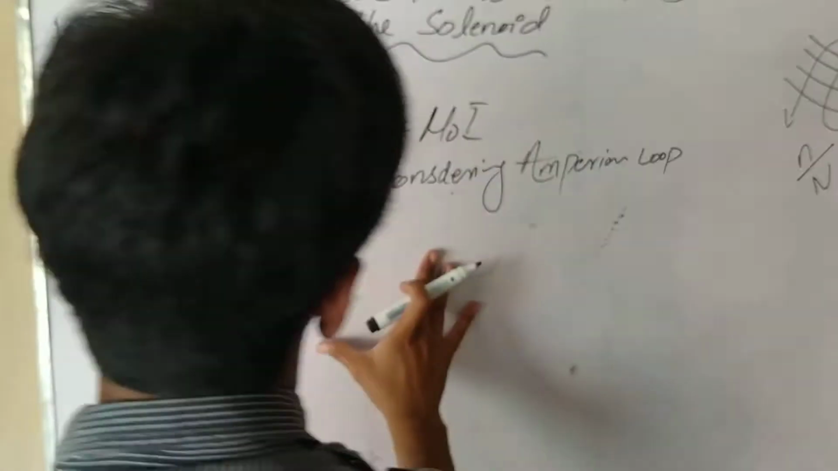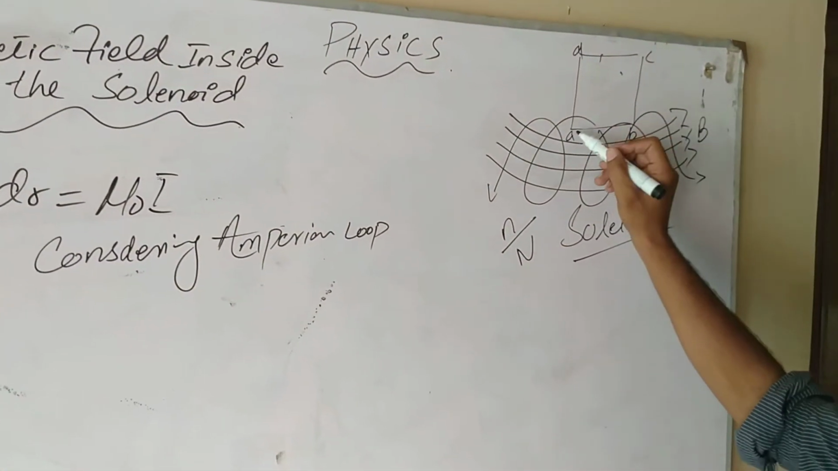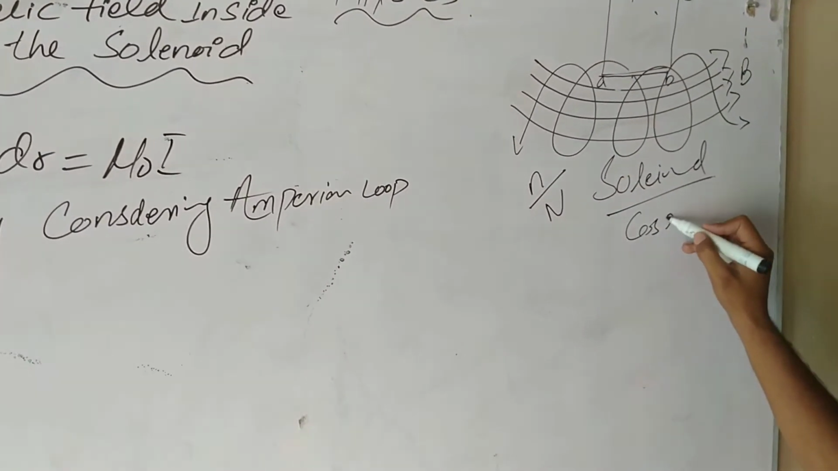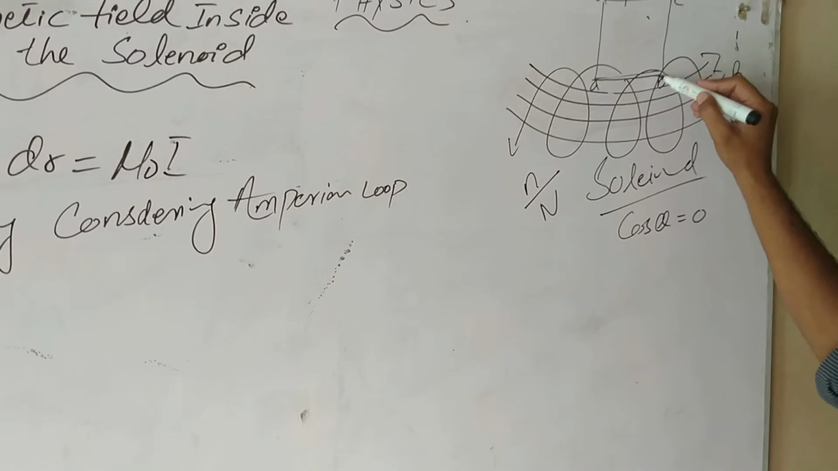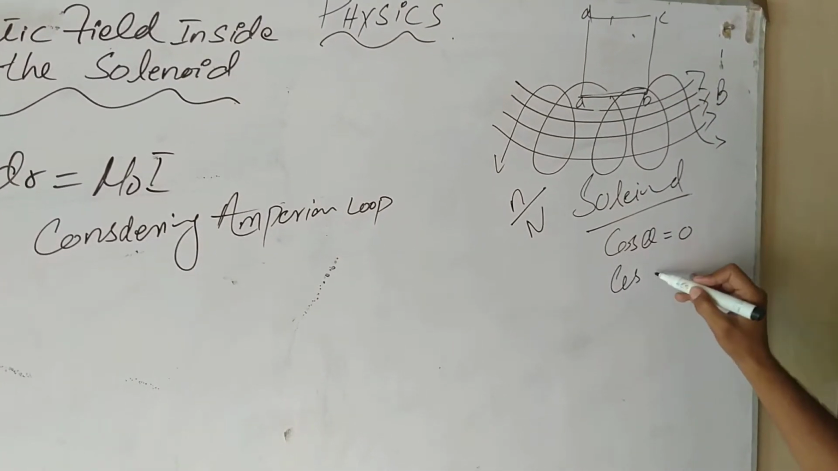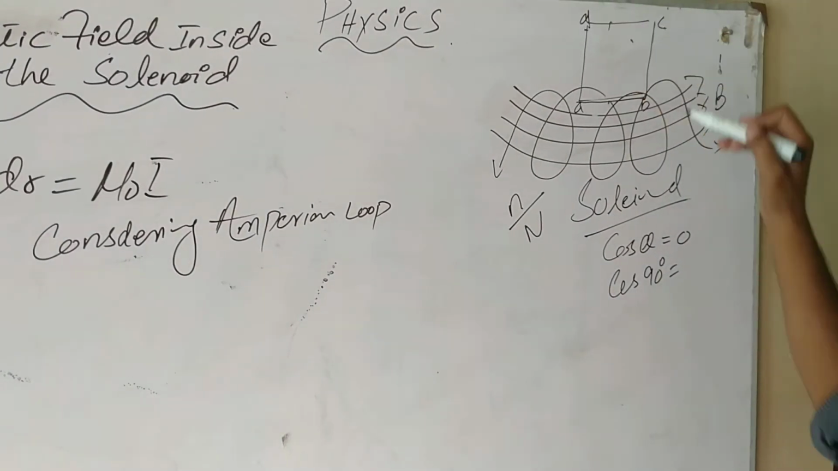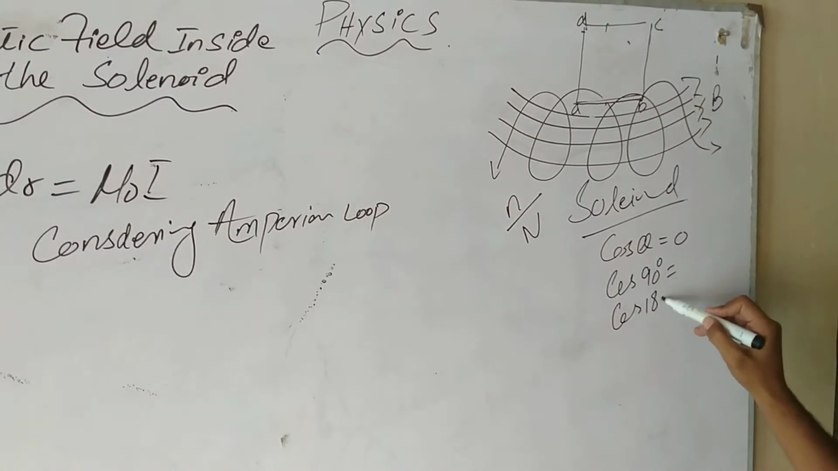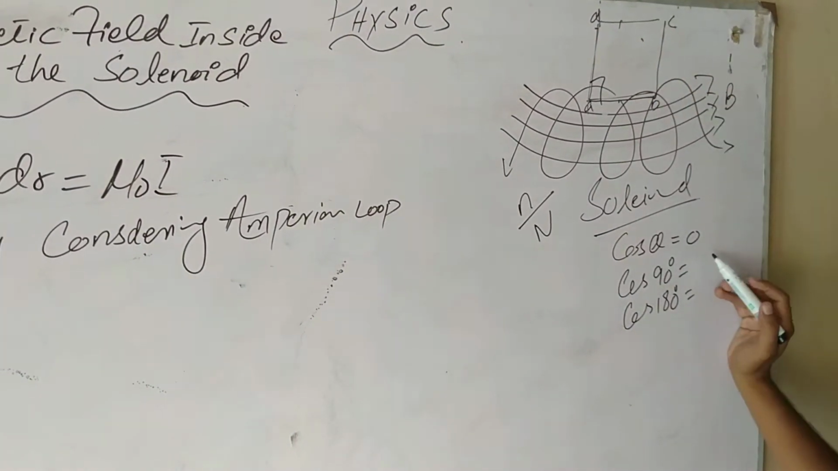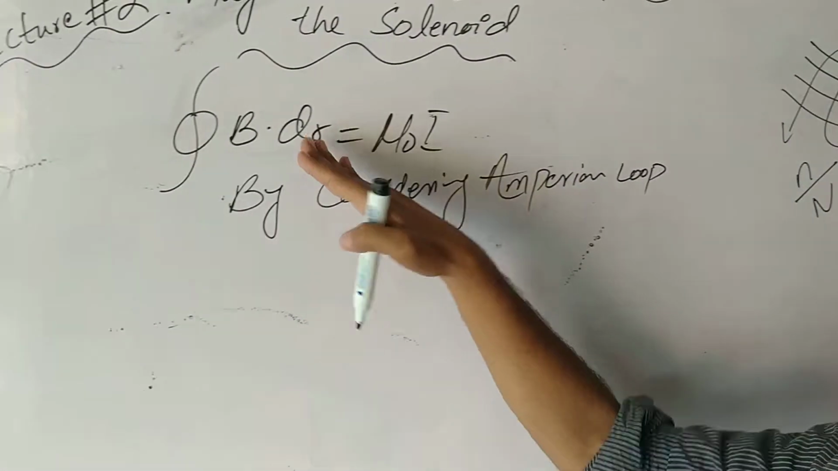Now there are different angles here. The angle between B and the side AB is 0, so cos theta is for cos 0. Side BC is perpendicular, that is cos 90 degrees, and side CD is cos 180 degrees, and the remaining side is also perpendicular, so here we write cos 90 degrees. And now we are going to replace this in this form.